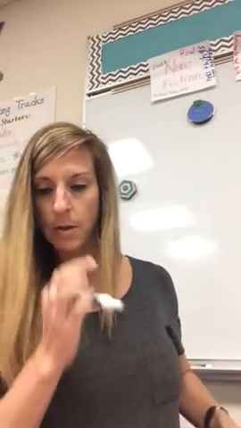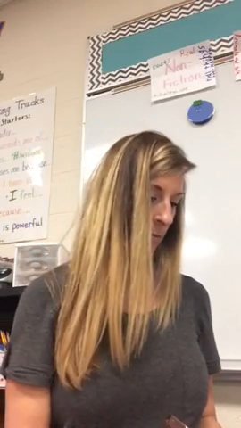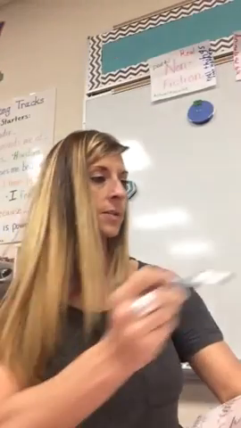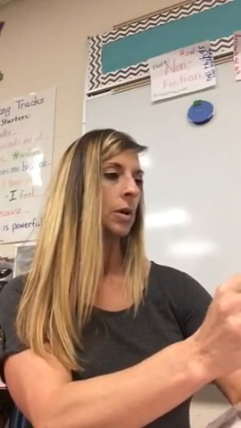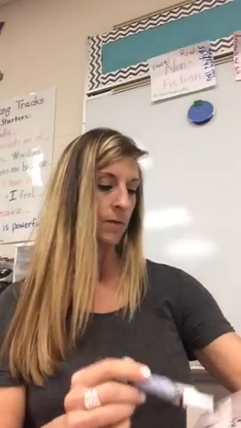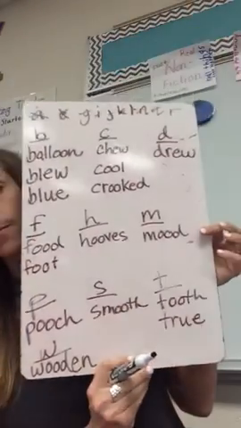T, U, V, W. I think W is our last one. So I'm going to put a W and it's wooden. So write the word wood and then add that E-N onto the end to get wooden. When I count, I should have 16. 1, 2, 3, 4, 5, 6, 7, 8, 9, 10, 11, 12, 13, 14, 15, 16. Yay, we did it right.